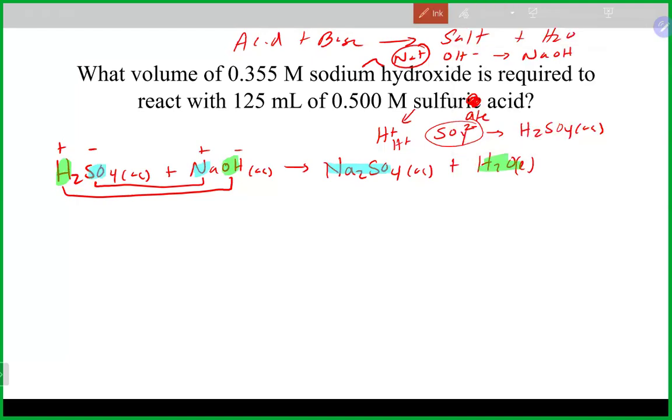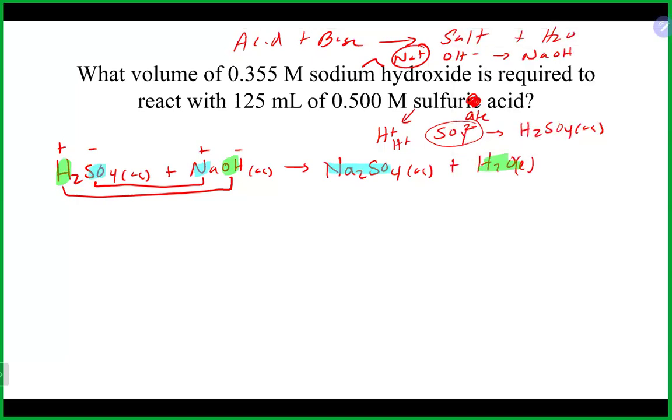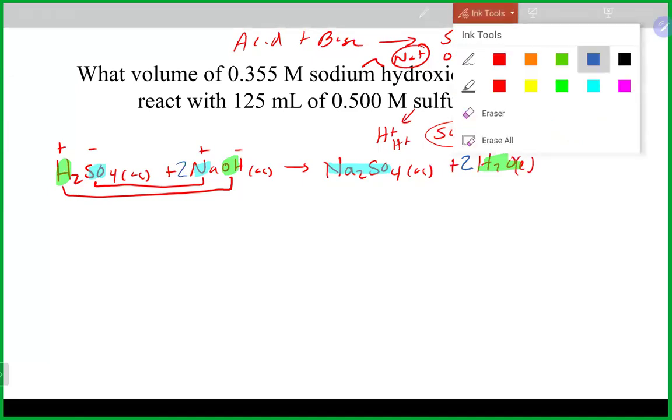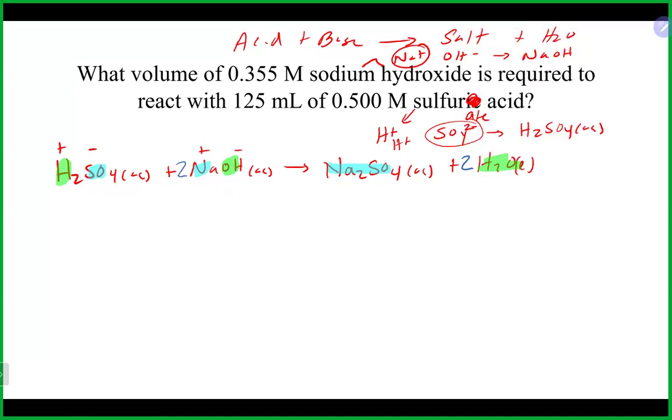So again, want to make sure you have the proper formulas. You should not worry about balancing it until you get all the proper formulas down. Now you should definitely worry about balancing, and it looks like we might need a 2 there. And we will also perhaps need a 2 right about there, I think. So that'll give us 4 hydrogens on each side, 2 sodiums on each side, and 1 sulfate on each side. So it is balanced. So again, always want to do it in that order: proper formulas, then balance with coefficients.